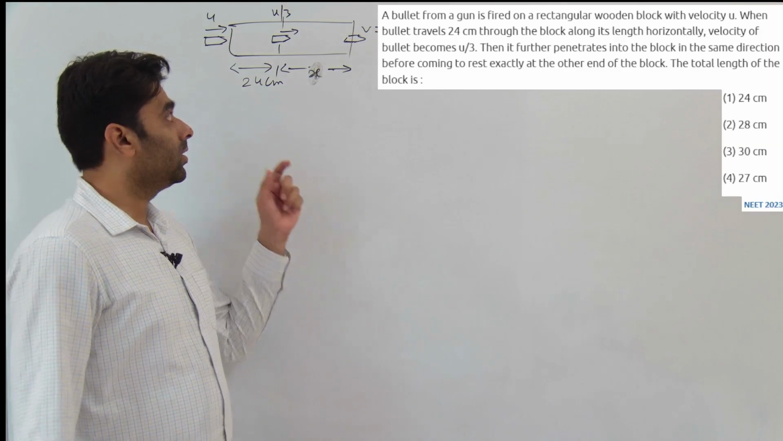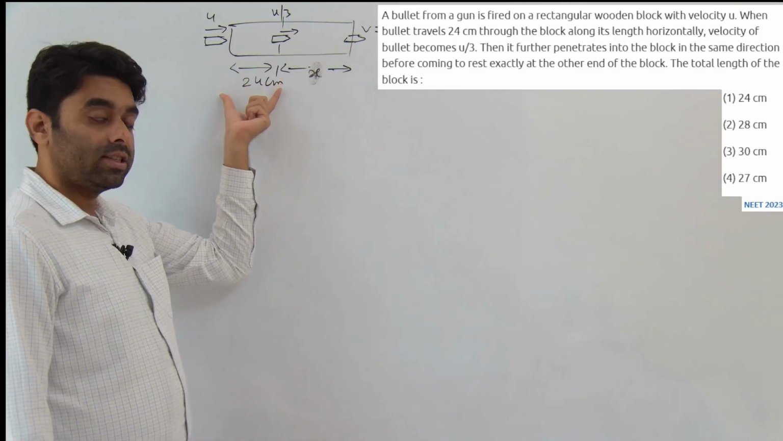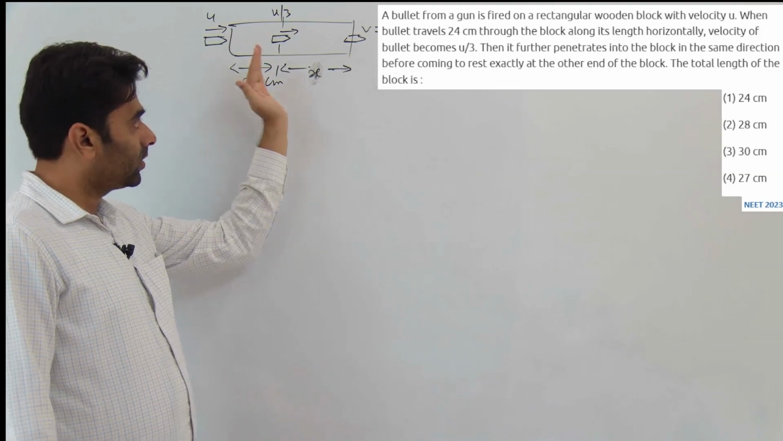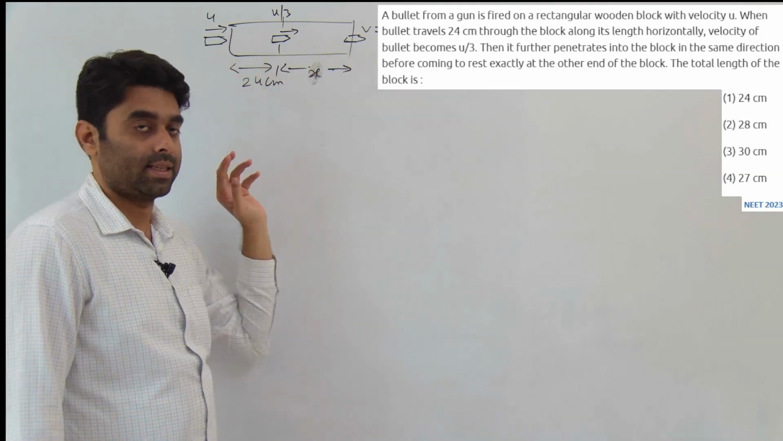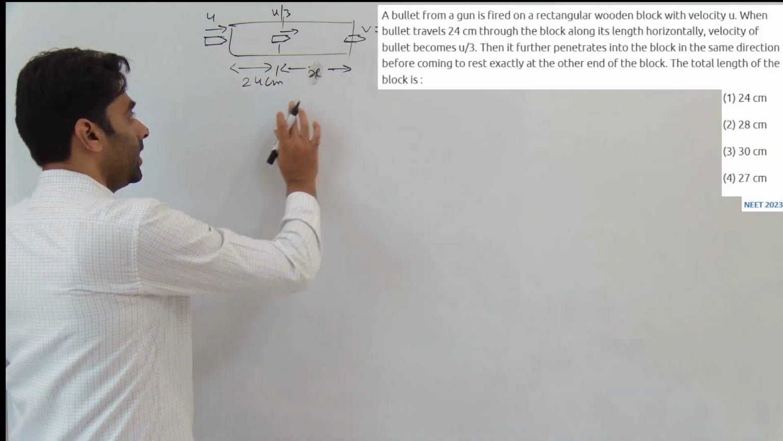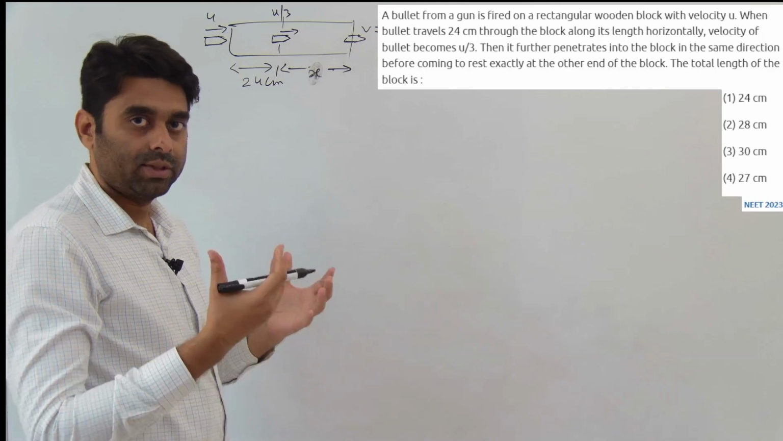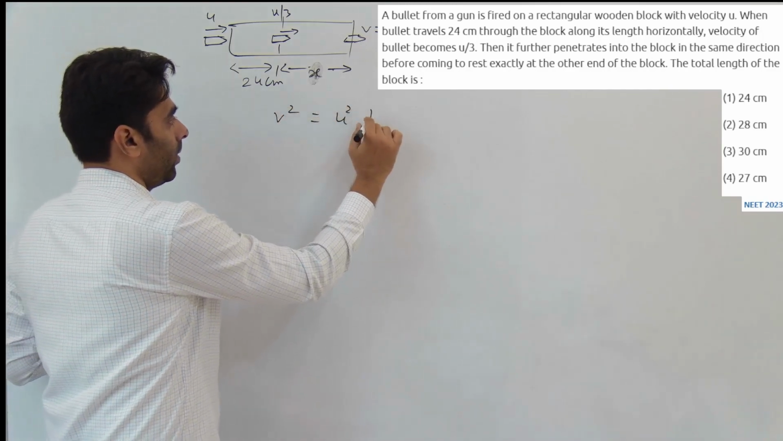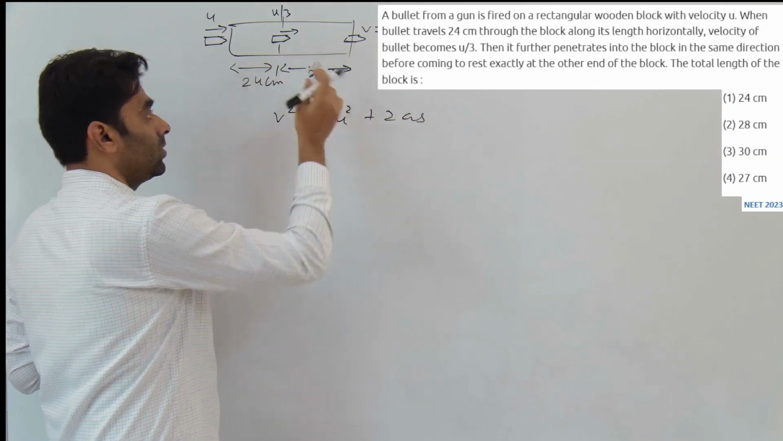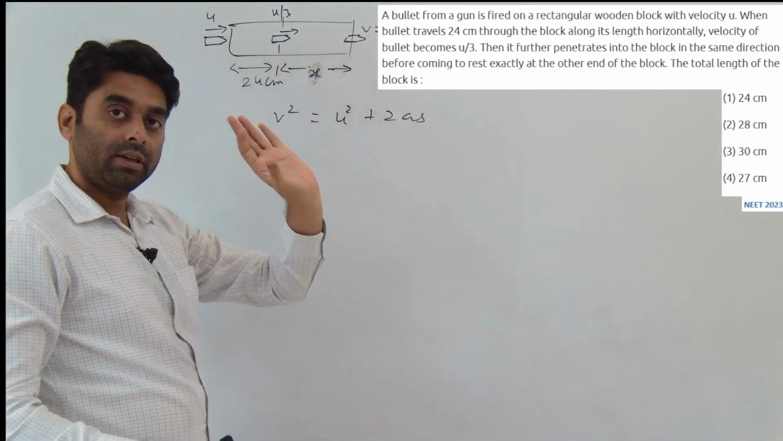So over here, the motion of the bullet we can analyze in two parts. One part is when it is traveling the first 24 centimeter. The next part is when it has traveled the next x distance. So how to calculate, beta? It's basically a question from your motion with constant acceleration, so we will use the equation of motion, v square equals u square plus 2as. Because the bullet is interacting with the wooden block, the acceleration throughout the journey will remain the same.